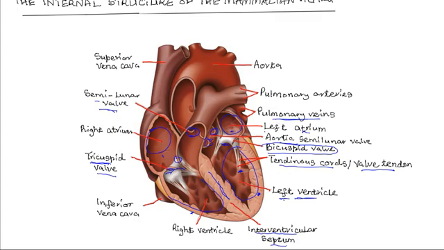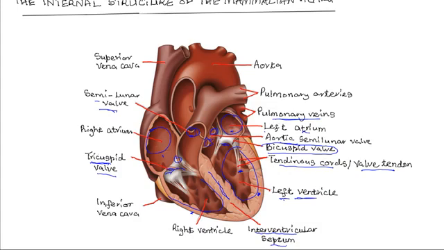Now, circulation of blood through the heart occurs in this manner. Deoxygenated blood from the body tissues, except the lungs, enters the right atrium through the vena cava. Remember, there is a superior vena cava that brings the blood from the neck and the head region, and then the inferior vena cava that brings the blood from the lower part of the body.